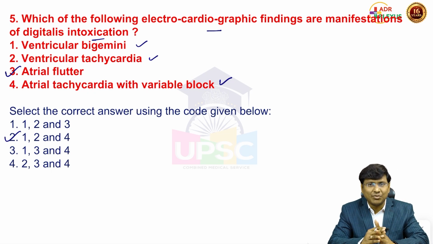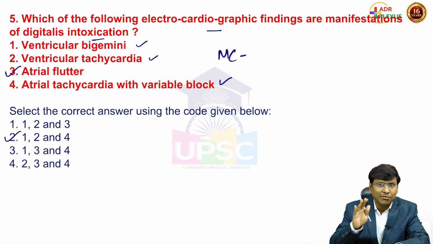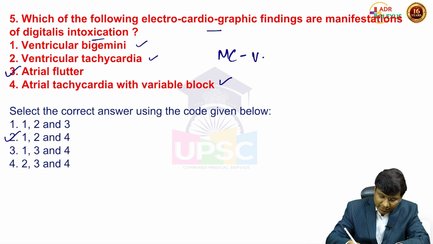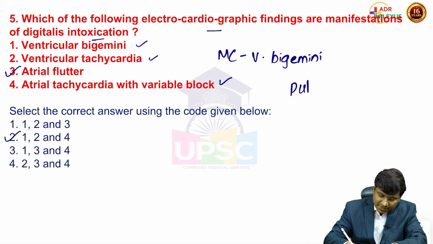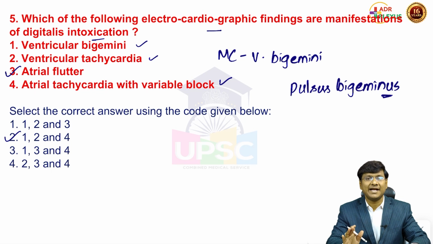Now let me discuss the digitalis intoxication. If the question is asked what is the most common arrhythmia in case of digitalis intoxication, it is ventricular bigeminy. That is the reason why, in patients with digoxin toxicity, the characteristic pulse will be pulsus bigeminus, the characteristic pulse in case of ventricular bigeminy.